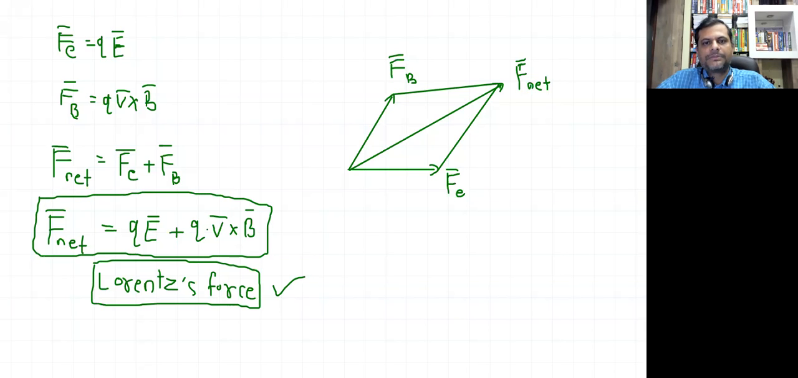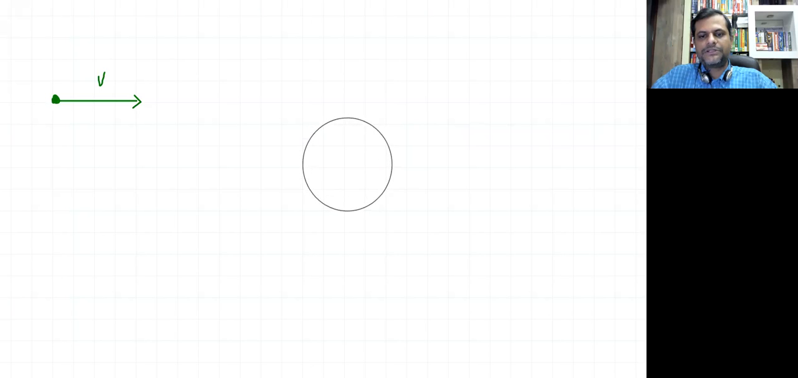For example, suppose a charged particle, say an electron or any charged particle, is moving in the horizontal direction. This charged particle is moving in the horizontal direction with velocity v. At the same time, in the region which the particle is going to enter, there is an electric field and also a magnetic field. Suppose the electric field is spread out in this region which the charged particle is going to enter.